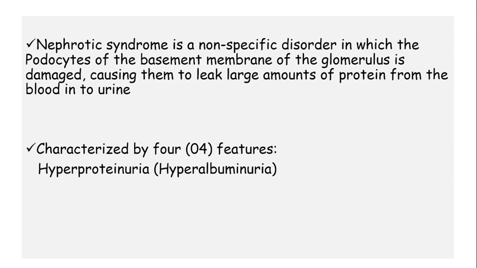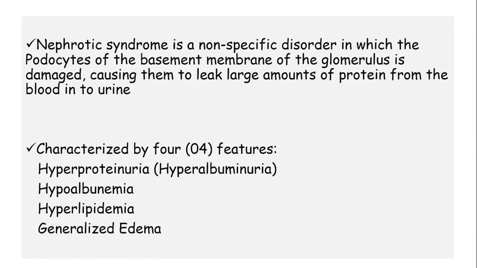So there is hyperalbuminuria. When the person loses albumin in urine, the albumin level in blood is reduced. That is, there is hypoalbuminemia in blood. Then there is hyperlipidemia. That's because when the plasma protein level is low, the liver tries to compensate by producing proteins. The liver produces these proteins as lipoproteins. When these lipoproteins dissociate into lipids and proteins, the blood lipid level increases. So that is why there is hyperlipidemia.